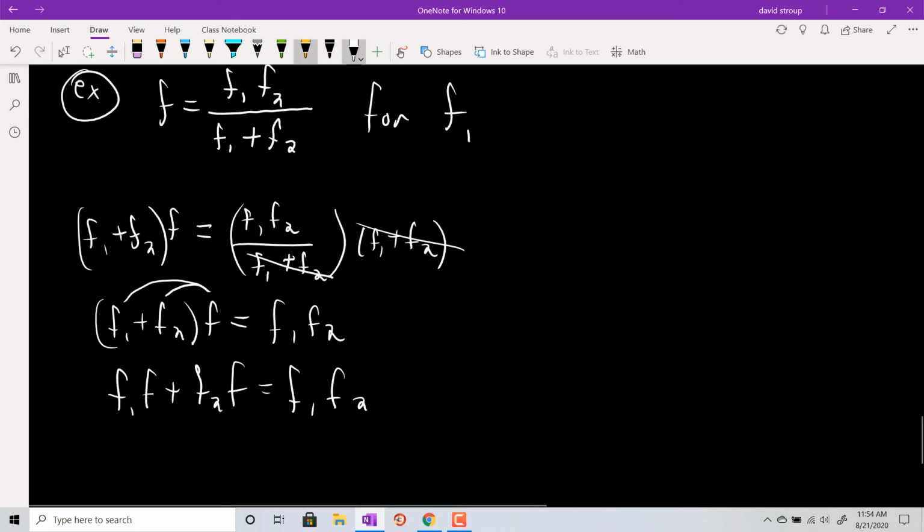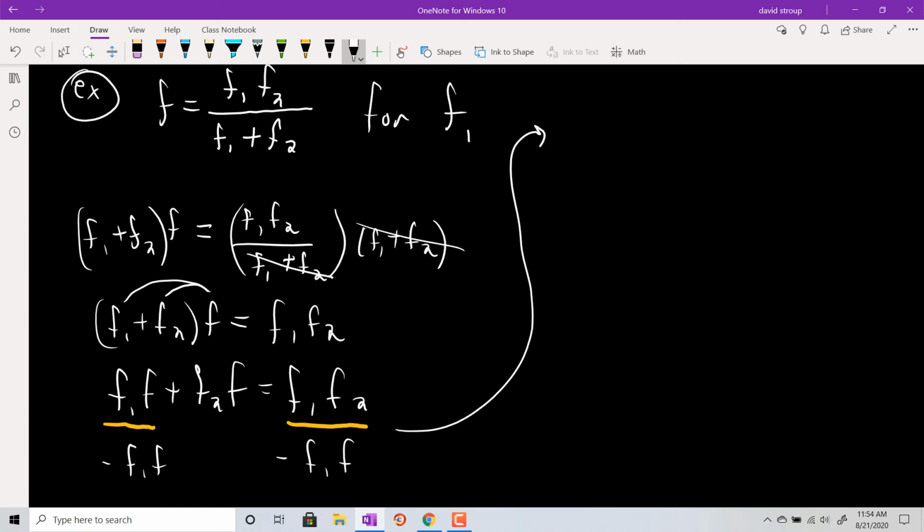Okay, so now I have two F1 terms floating about. I want to get those both on the same side, so I'm going to subtract F1 F on both sides. So I'm ending up with F2 F equals F1 F2 minus F1 F. Okay, so what do I do now? Now I'm going to factor the F1 out. It's a common factor between these two terms. Okay, so I can do that.